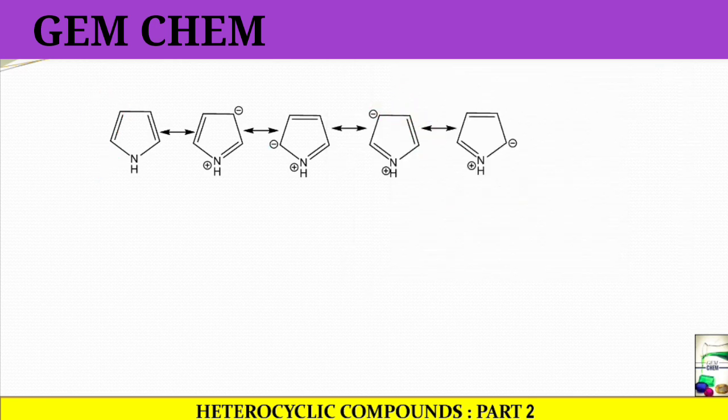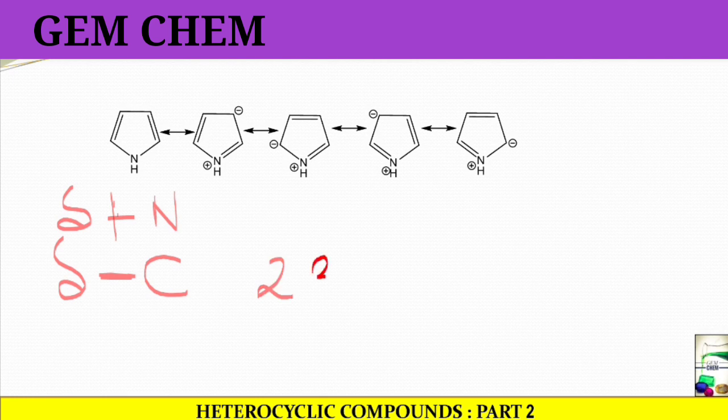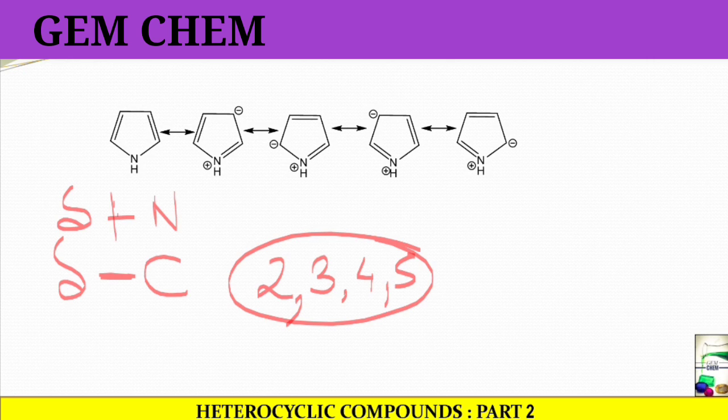Now these resonances actually lead to the establishment of partial positive charge over nitrogen and partial negative charge over carbons. And the carbons to be focused on are 2, 3, 4 as well as 5. So each carbon is having the negative charge, right? So we can say that resonance has led to the establishment of partial negative charge on the carbons and a partial positive charge on nitrogen.